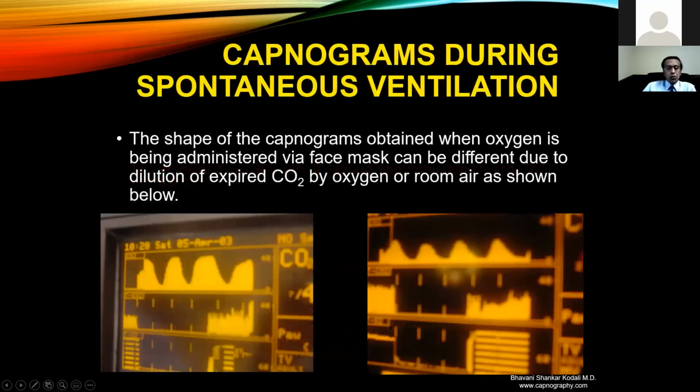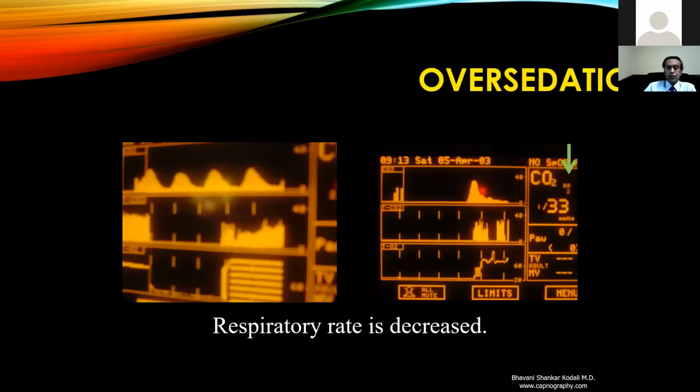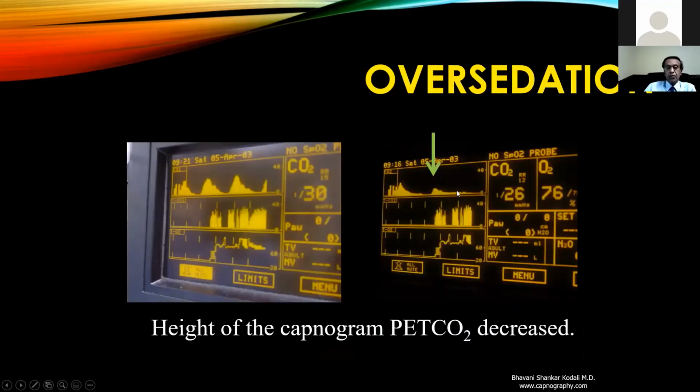Now, we all know that when you are administering oxygen and then measuring the CO2, your CO2 waveforms may look abnormal, but that is fine. These are the baseline capnograms. What is important is a change from the baseline. As you can see here, probably the respiratory rate has decreased because of sedation. And in this capnogram, the height of the CO2 waveform has decreased because of hypoventilation or probably respiratory obstruction. So what is important during sedation is a change from the baseline to during sedation.